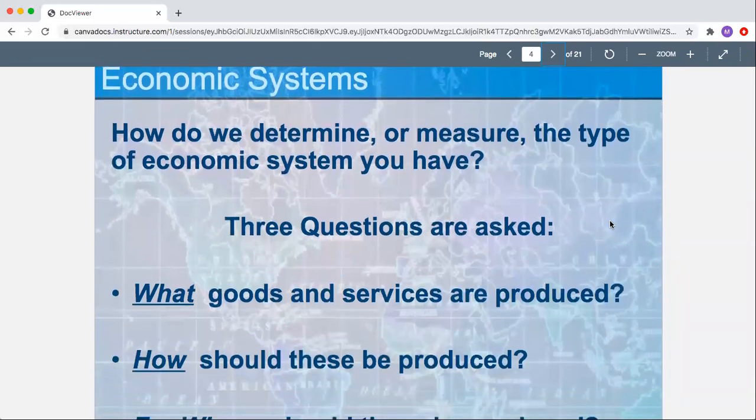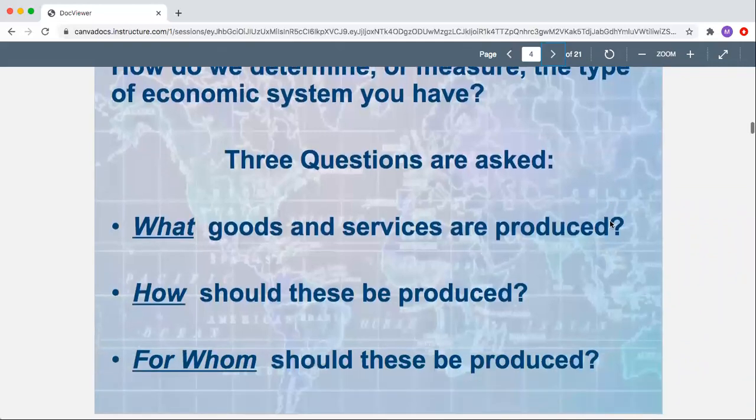So how do we determine or measure the type of economic system you have? There's three major questions. The three basic economic questions are: what goods and services are produced? How should these be produced? And for whom should they be produced?